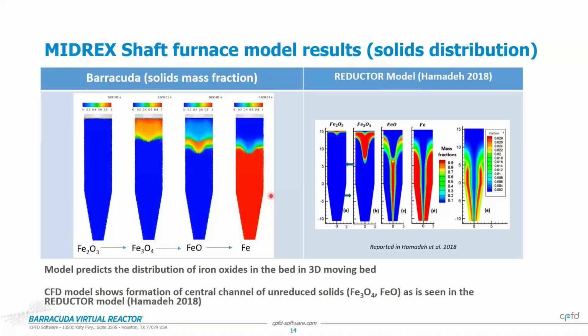But one characteristic that is observed across both of these cases is this preferential motion of solids through the center of the shaft furnace. So we see that for these intermediate species like magnetite and wüstite, those travel preferentially through the center. And we'll talk about how that is consistent with some of the temperature profile results that we've looked at as well. But we do see similarity between our results and those in literature.